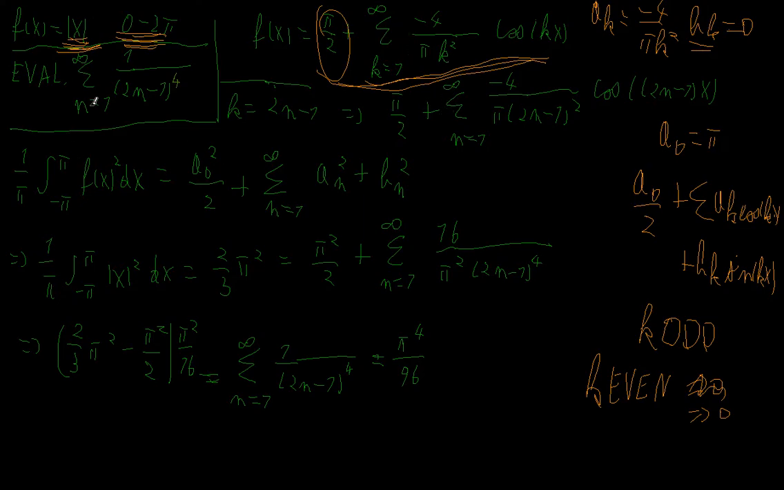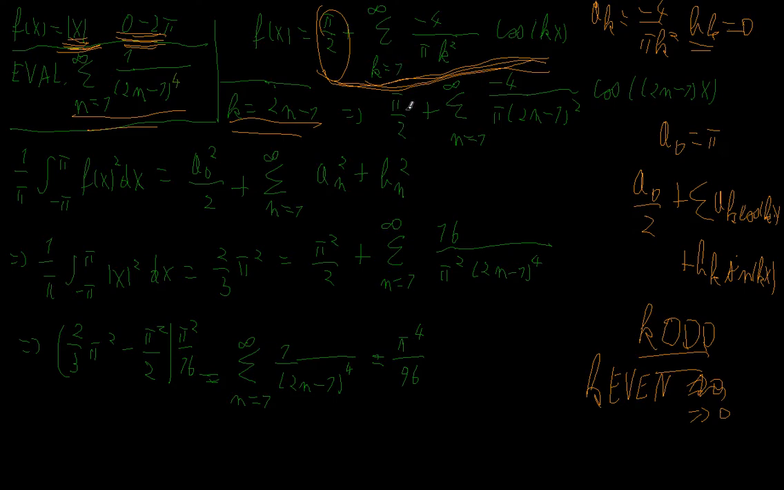Our goal will be to evaluate the following sum, the sum from n is equal to 1 to infinity of 1 over 2n minus 1 to the 4th power. And we will do that using the Fourier series representation of that function. The first thing we will do is let k be equal to 2n minus 1, because remember I said that k is odd.